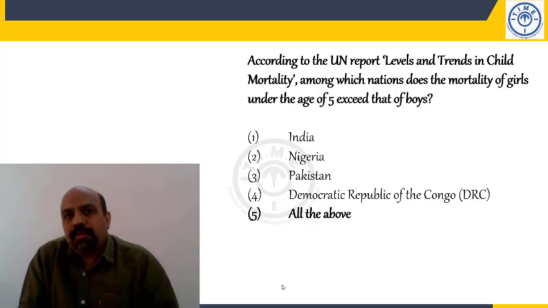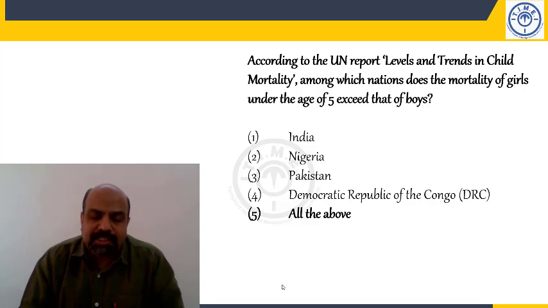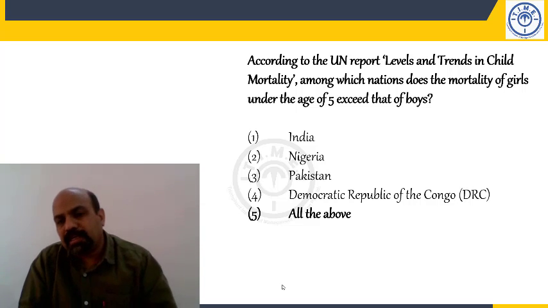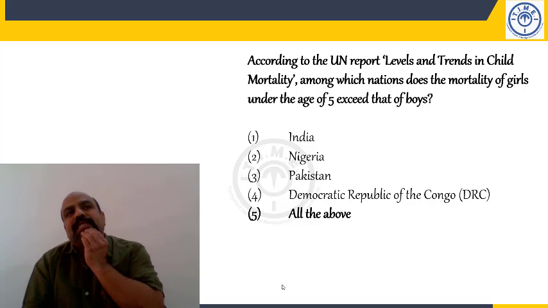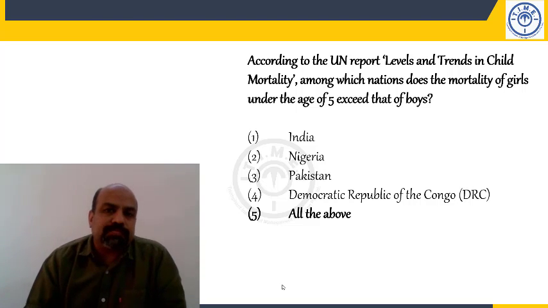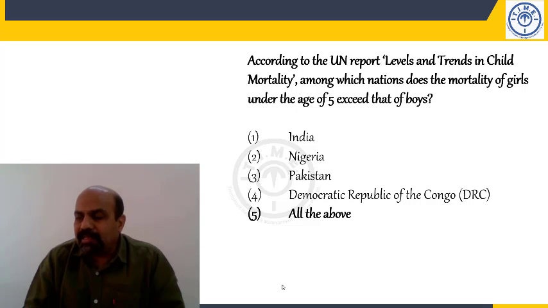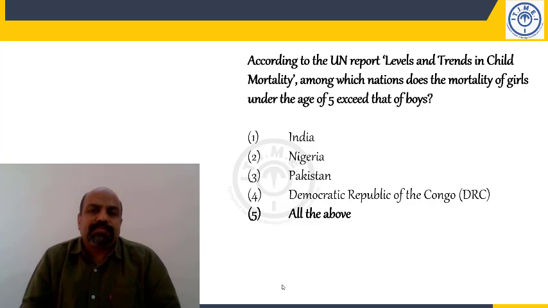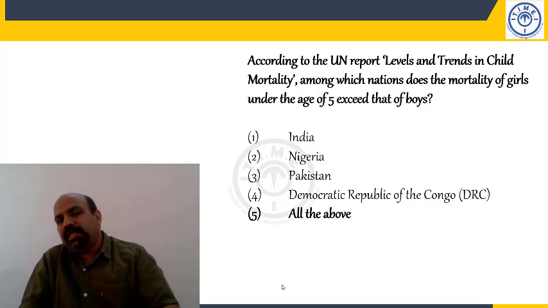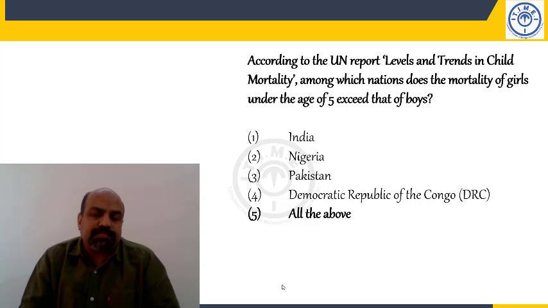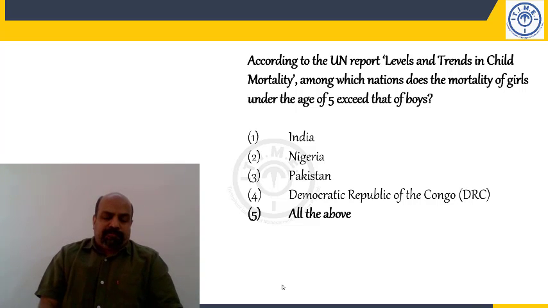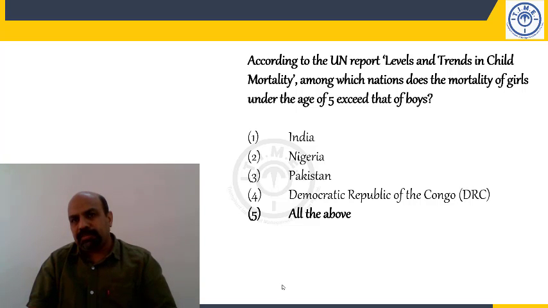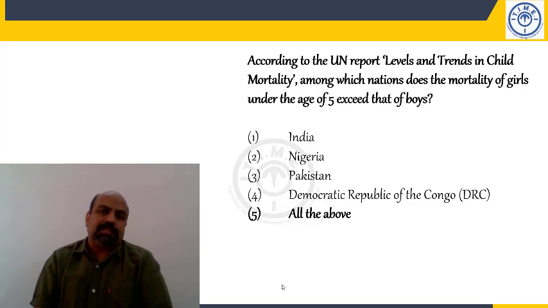Just write one line. DRC: Kinshasa, K-I-N-S-H-A-S-A, that's the capital, and the president is Felix Tshisekedi, T-S-H-I-S-H-E-K-E-D-I, and the currency is franc, F-R-A-N-C.